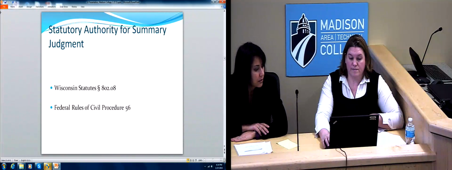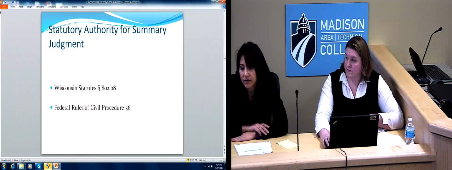The statutory authority for summary judgment in Wisconsin is 802.08, and in federal court, it's the Federal Rules of Civil Procedure, Rule 56.